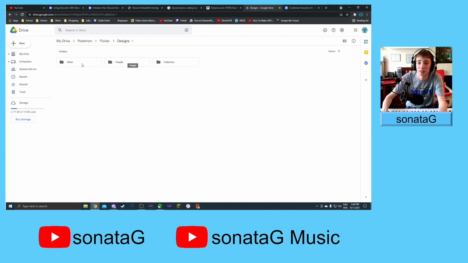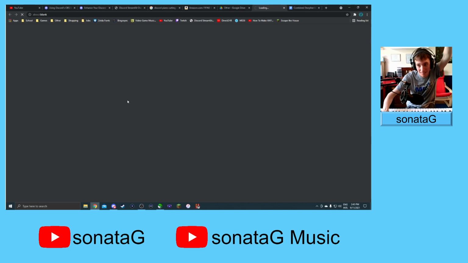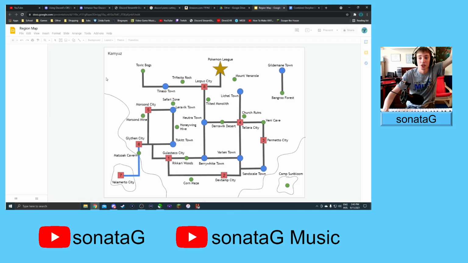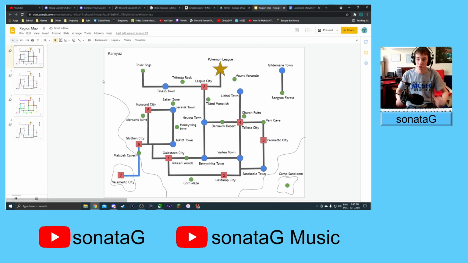I need to find it. Where is this? Aha! Here it is. This is my craft and office room. I found it. It's a mess in here too. This here is a map of the region.